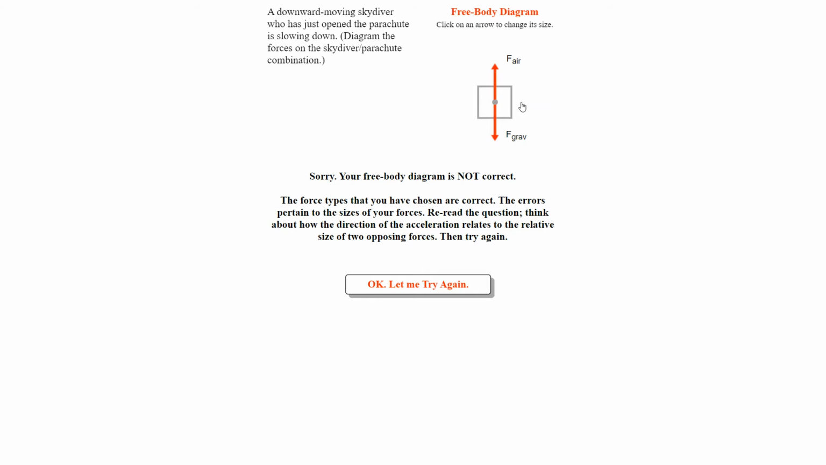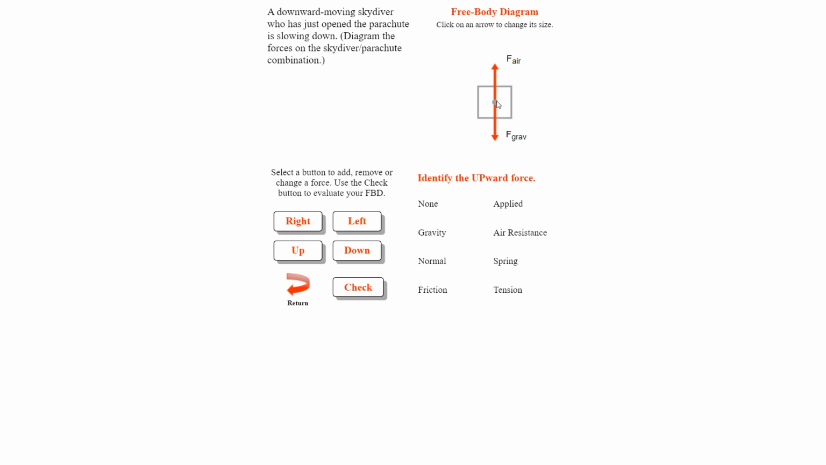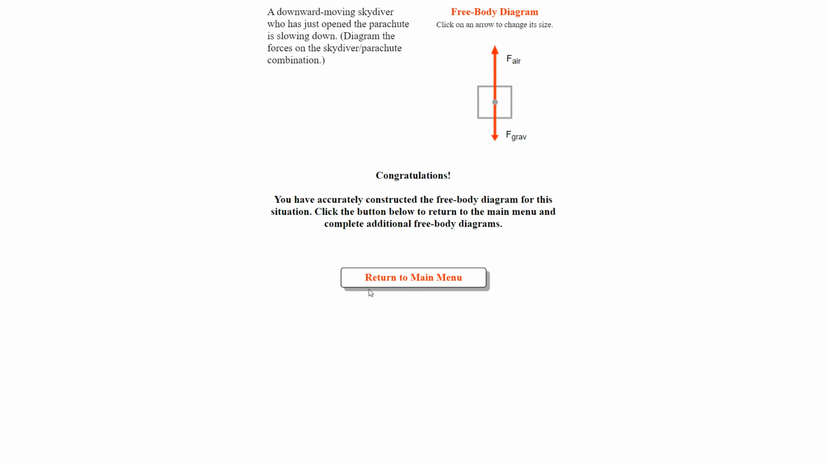What we have to consider is, if the guy is slowing down, then we should have more force pushing up than down. Because if they were balanced, it would be the same. So we want a larger force for air than we do gravity. If we check now, we got this correct.